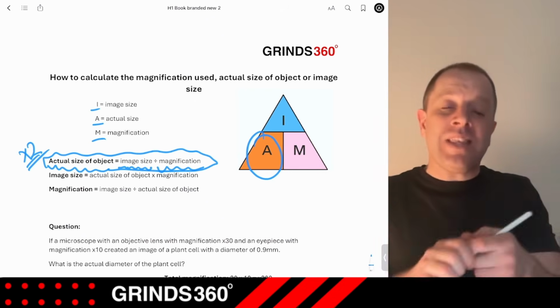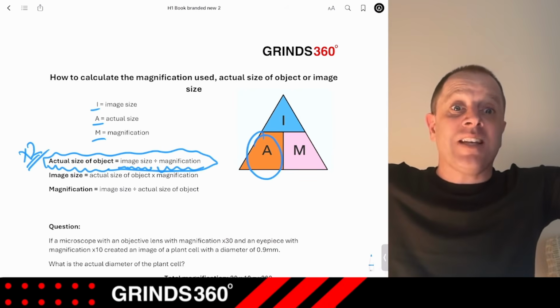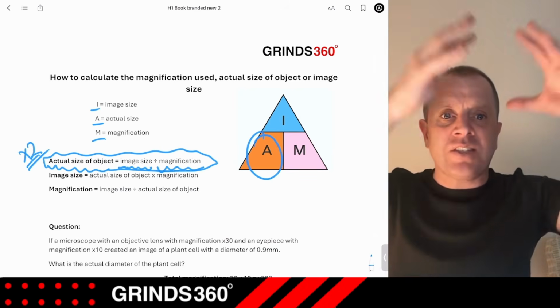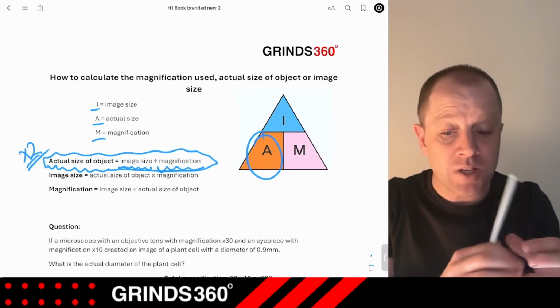Because the image size is when it was magnified. So when you magnify it, let's say 300 times, that's its image. But then when you want to find its actual size, you want to shrink it back down to what it was originally, before you magnified it.